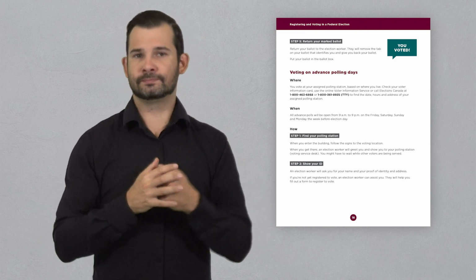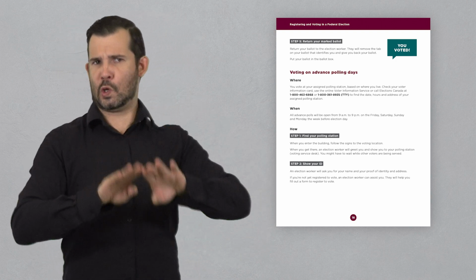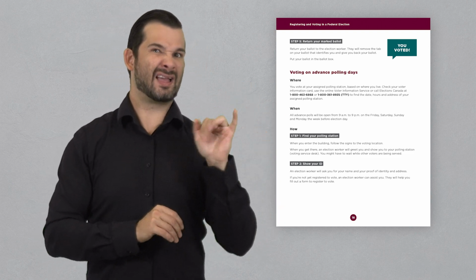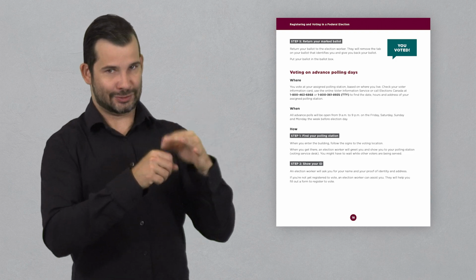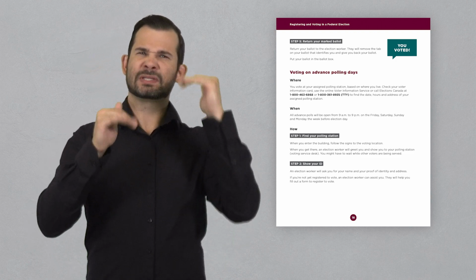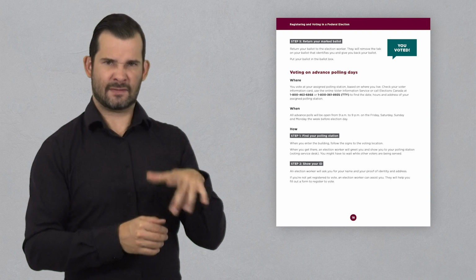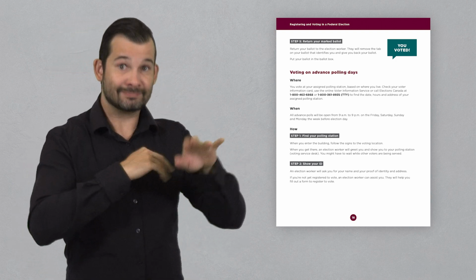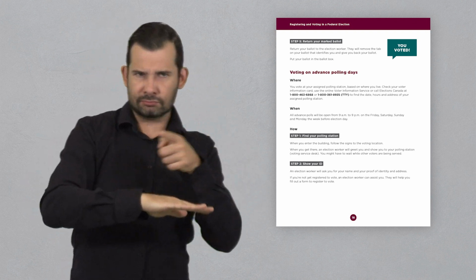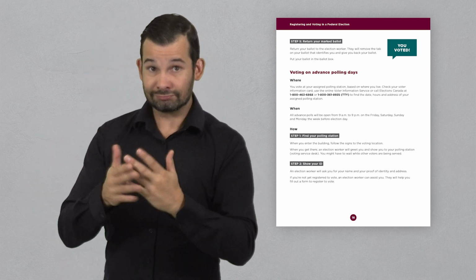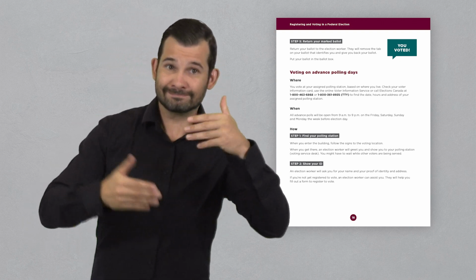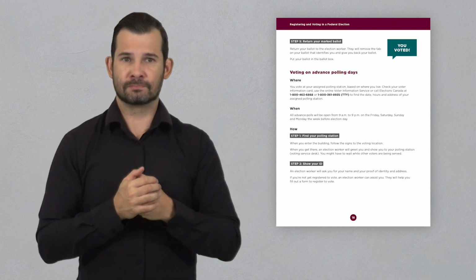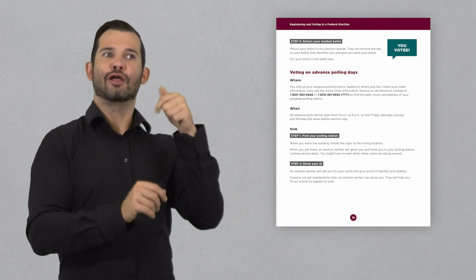When? All advance polls will be open from 9 a.m. to 9 p.m. on the Friday, Saturday, Sunday, and Monday, the week before Election Day. What to expect? Step 1. Find your polling station. When you enter the building, follow the signs to the voting location. When you get there, an election worker will greet you and show you to your polling station, voting service desk. You might have to wait while other voters are being served.